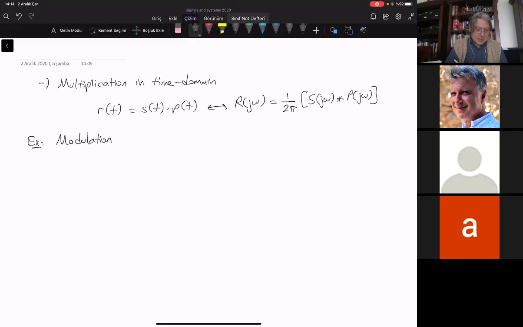One modulation technique, which is a very fundamental one, is done by simply multiplying your baseband signal with a high frequency sinusoid, let's say cosine. So how does it work then? We have an S of t signal.